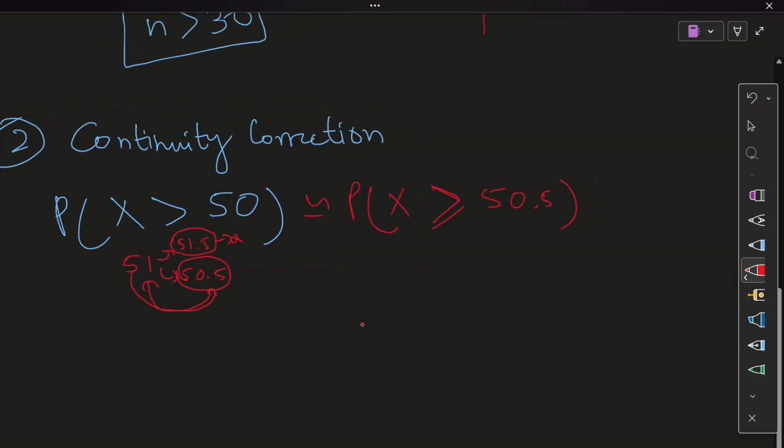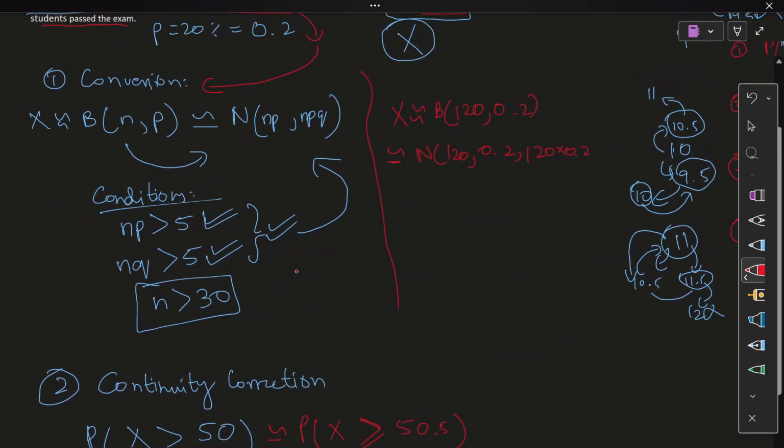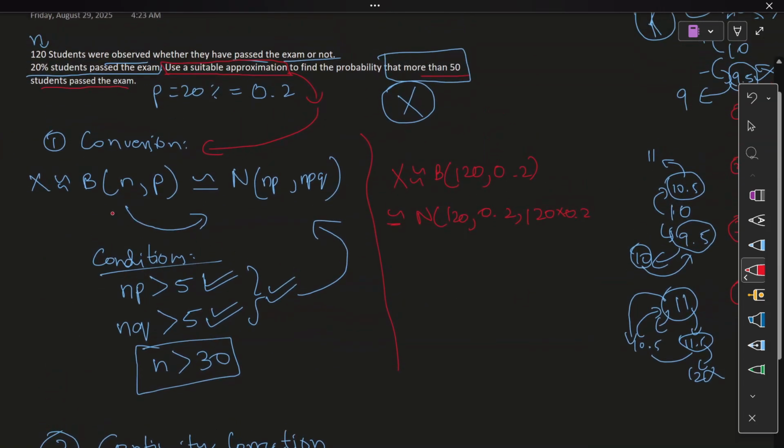So the first step was what? To make sure these conditions are being met. Conditions are being met, so now you can do the conversion. This is the notation, this is how you do the conversion. Oh, where's the bracket go there? Into 0.8. I might have erased it by mistake.